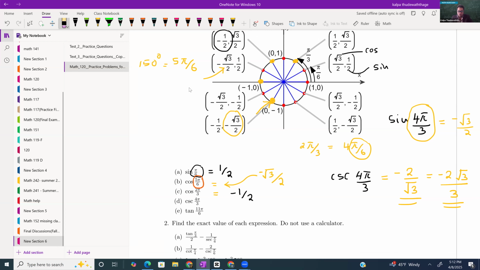Tan 11 pi over 6. You know, each of these sectors, the angle is pi over 6. If you go 1, 2, 3, 4, 5, 6, 7, 8, 9, 10, 11, this is the position. So tan is sine over cosine. This is your sine, minus half. You divide by cosine, root 3 over 2. So this will give you minus 1 over root 3.